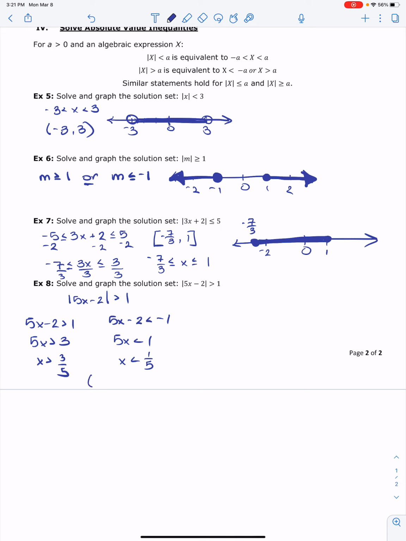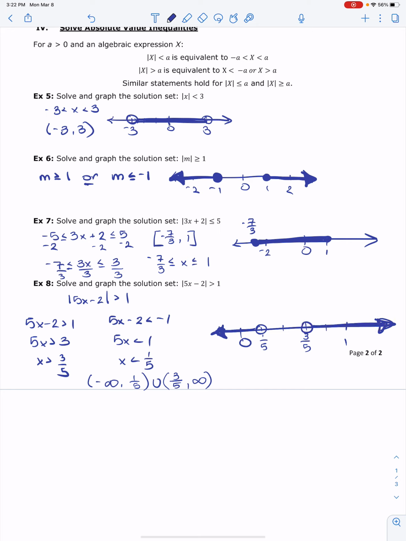In interval notation, I have negative infinity. Let's see, x is less than 1/5. Negative infinity to 1/5, union 3/5 to positive infinity. On the number line, here's my 1/5. Here's my 3/5. Open circles on both. Neither of these are being included. And our arrows are going off in opposite directions.